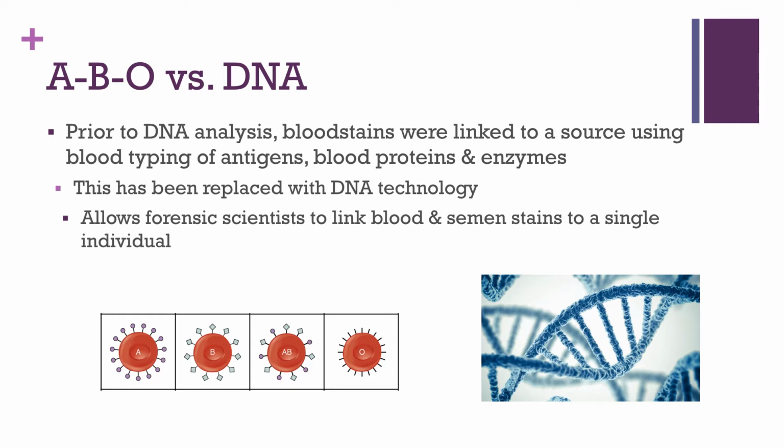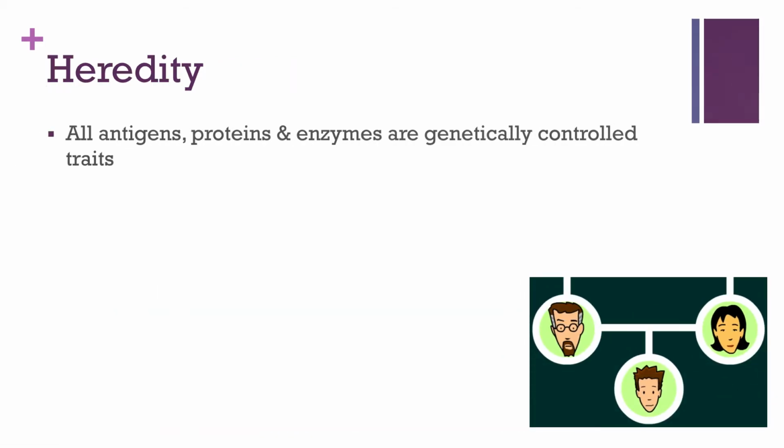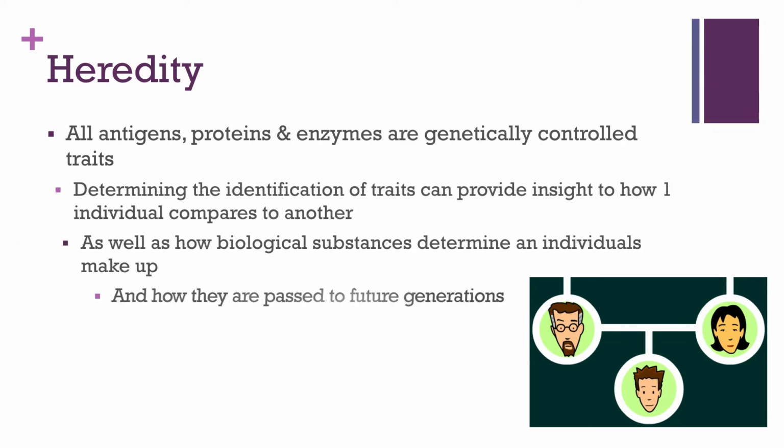When we're looking at heredity, all antigens, proteins, enzymes, they're all genetically controlled traits. They're determined. Determining what an identification of the trait can actually provide insight to how one individual compares to another. It also shows how biological substances determine an individual's makeup, and it allows us to see how they are passed to future generations.